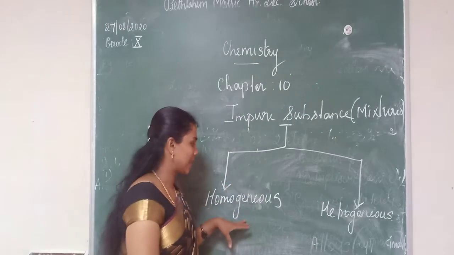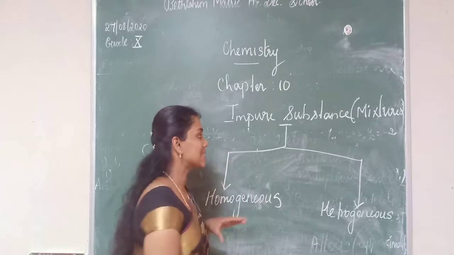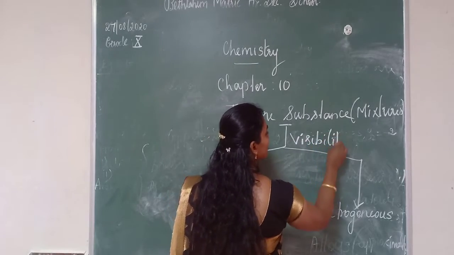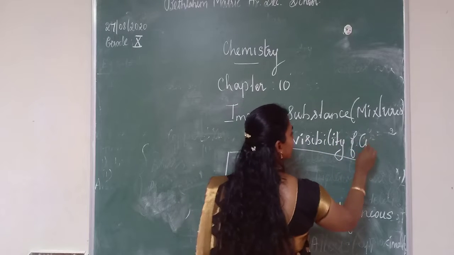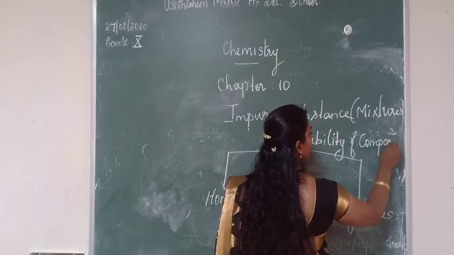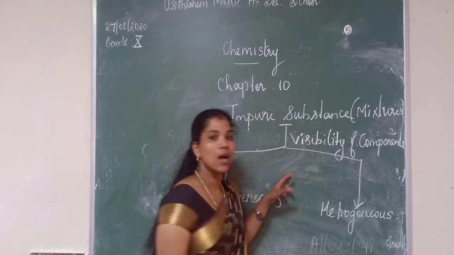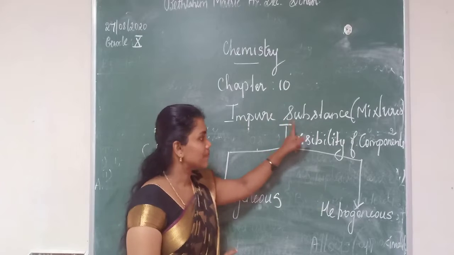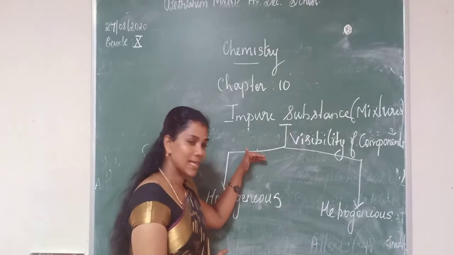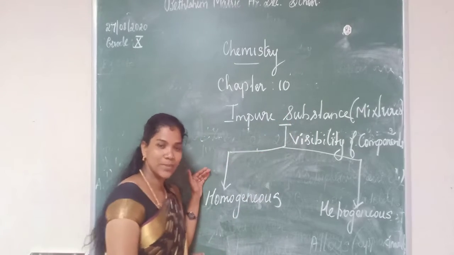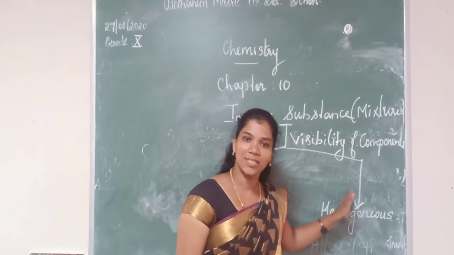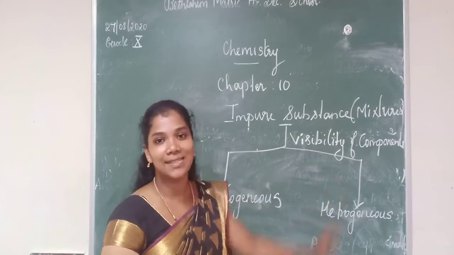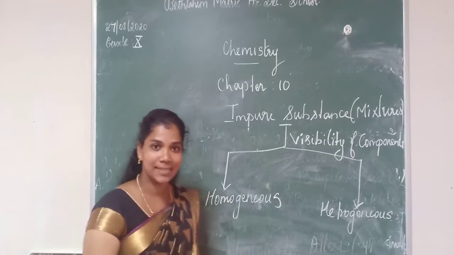This classification into homo and hetero is based on visibility of components. This classification is based on what? The visibility of components, isn't it? So impure substance is again classified into two categories: homogeneous mixture and heterogeneous mixture. And this classification is based on the visibility of components in the mixture.